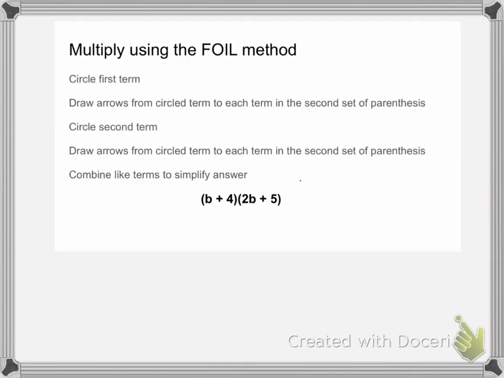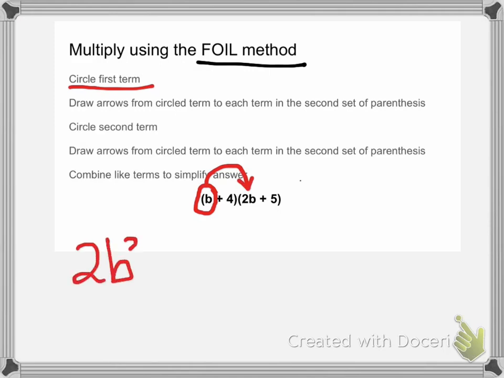Now you can use the area model if you want to, or you can use the FOIL method. All right, so the FOIL method wants you to circle the first term. Well, my first term is B. And then it wants me to draw arrows from the circled term to each of the terms in the second set. So if I go from the circled B to the first term in the second one, that's multiplying my first terms, that will give me 2B squared. Now, if I go back, I've also got to multiply my first term B times the second term, which is 5. Those are my outer terms. That would be positive 5B.